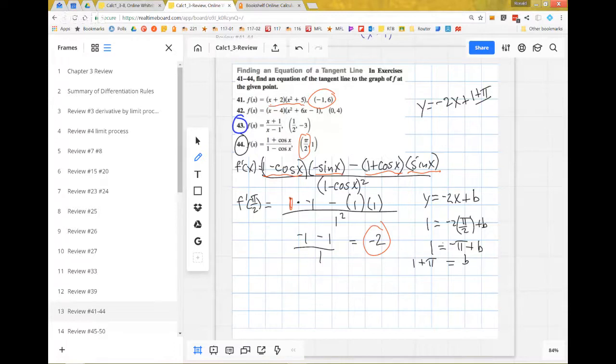But that's just the beginning of the problem. What they want to know is, what's the equation of the tangent line? So you set up, slope is -2. So we have the equation y equals -2x plus b. Now plug in your point: plug in pi over 2 for x, plug in 1 for y. When you work it out, b equals 1 plus pi. So you put it all together, and there's the equation of the tangent line.